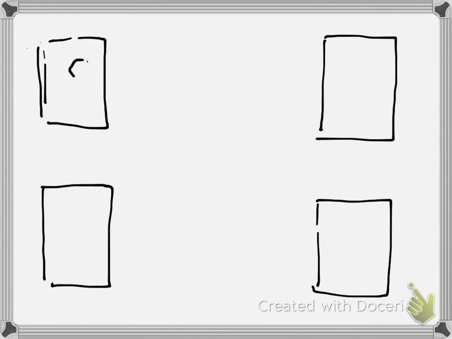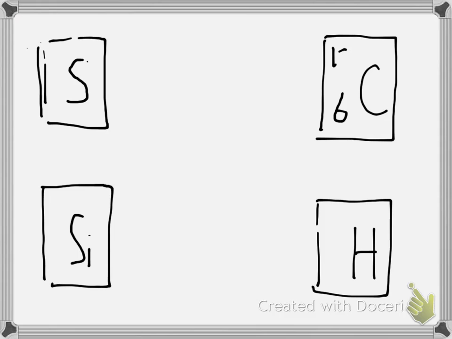Now, if we take the atom sulfur, and we take the atom silicon, and we take the atom hydrogen, and we take the atom carbon, each of these substances in the periodic table has two numbers associated with them. So for carbon, there's a 6 and a 12. For hydrogen, there's a 1 and a 1. For silicon, there's a 28 and a 14. And for sulfur, there's a 32 and a 16.